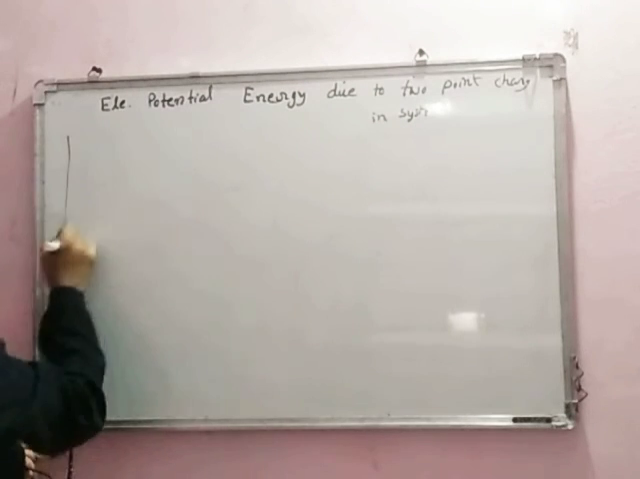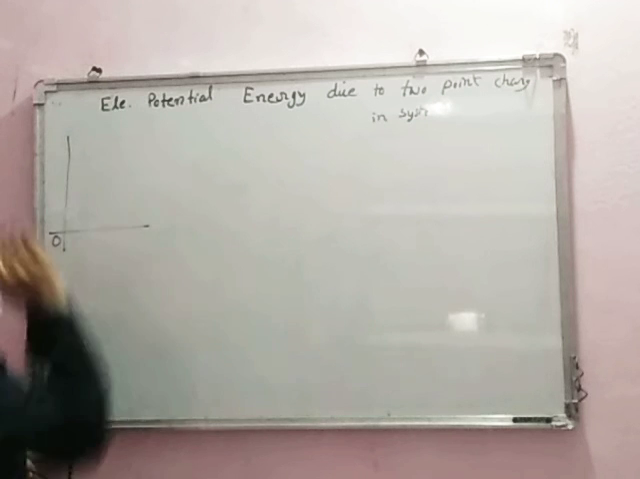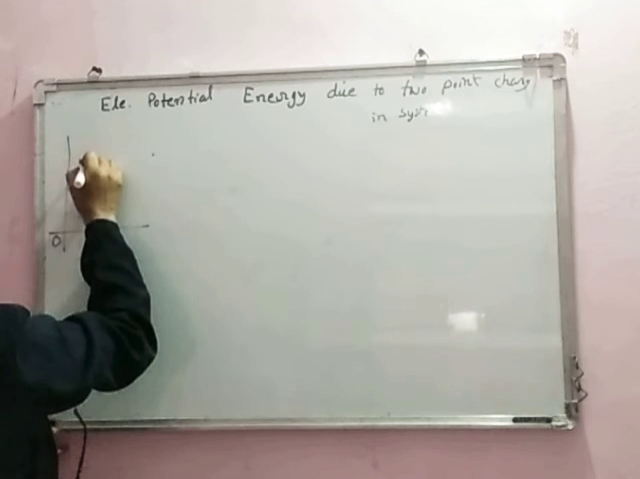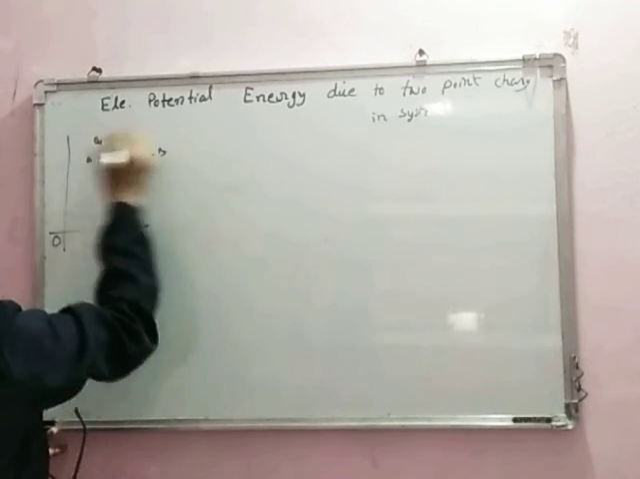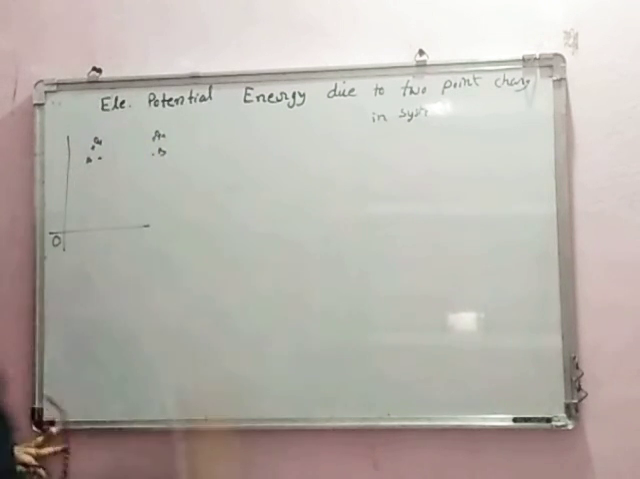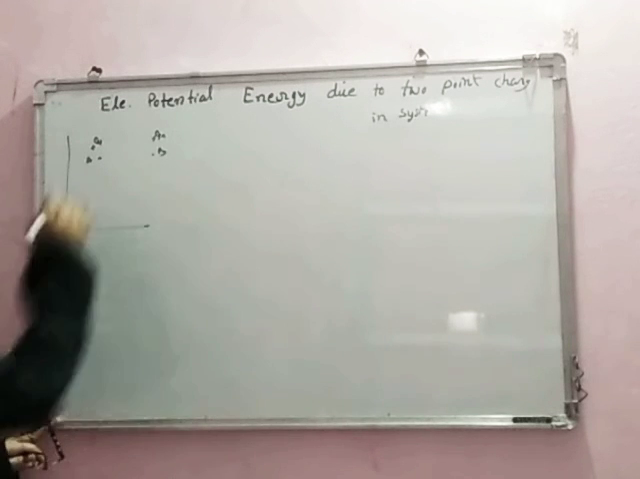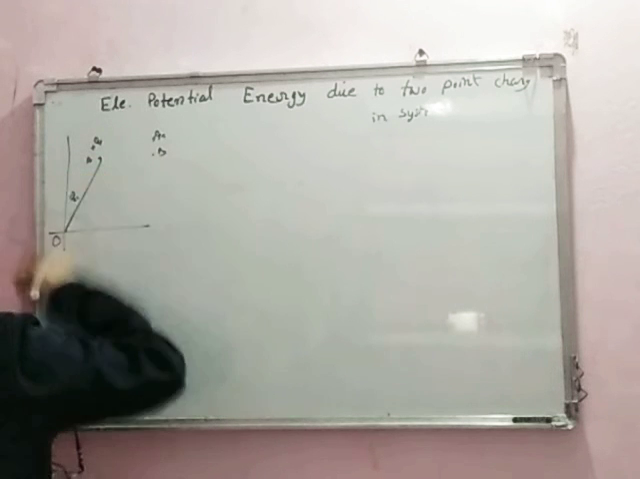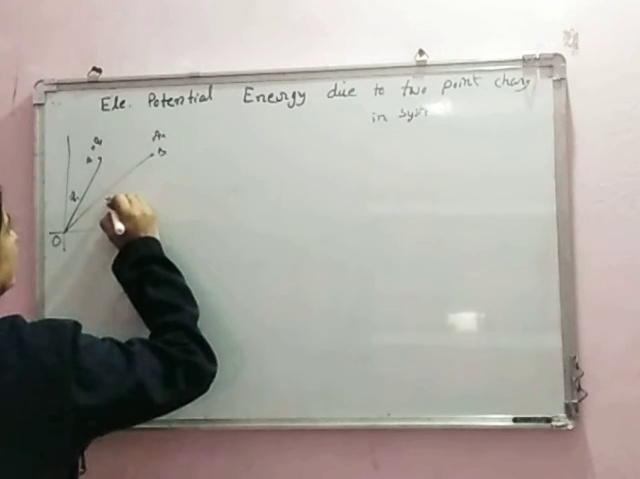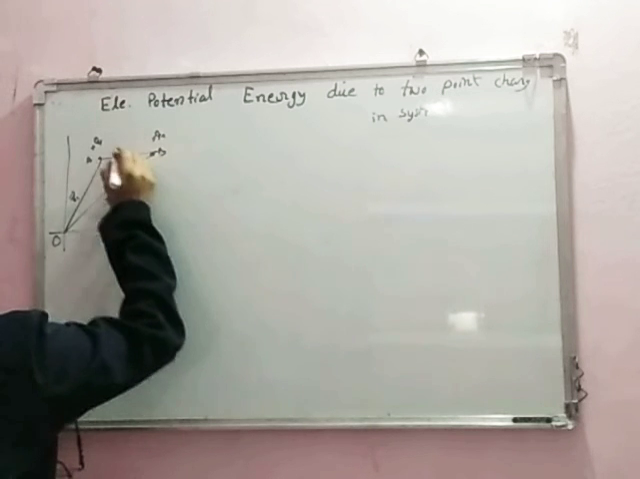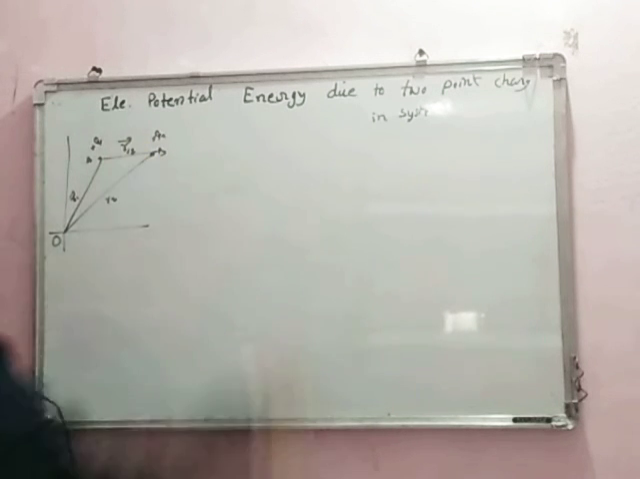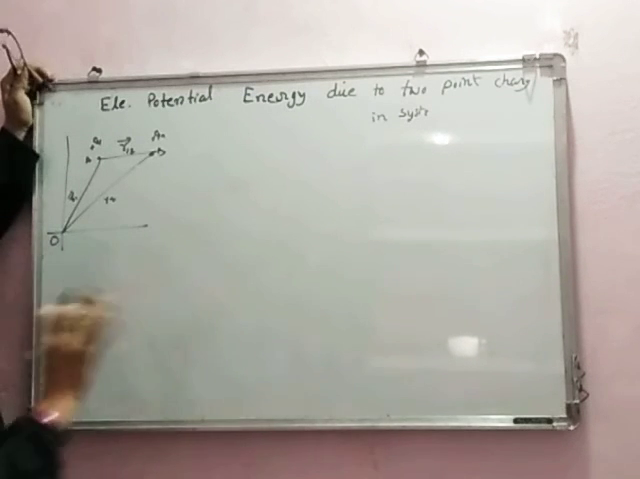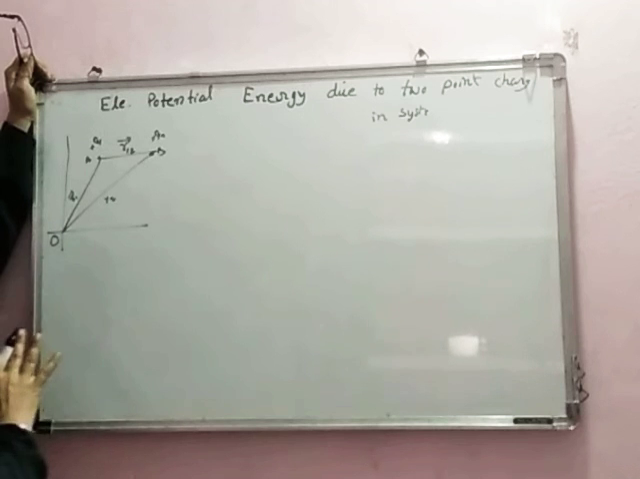Let us consider O is the origin, x and y axis. Q1 and Q2 are the 2 positive point charges at points A and B. Q1 is at a distance r1, and Q2 is at a distance r2. The distance between Q1 and Q2 is r12. Now, initially these charges are not in the system.